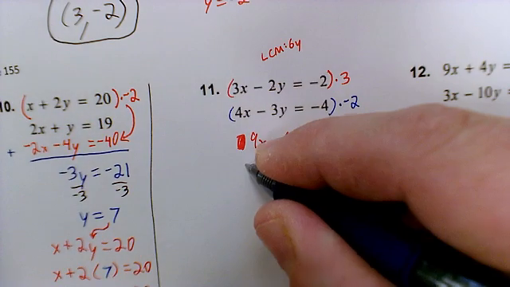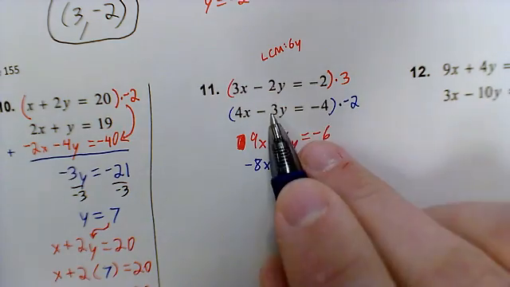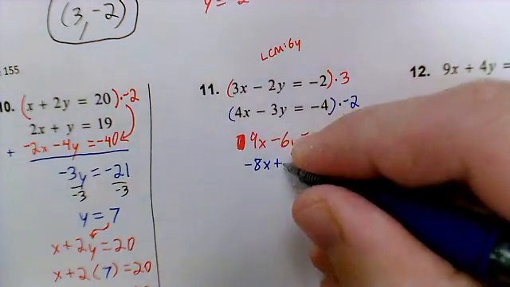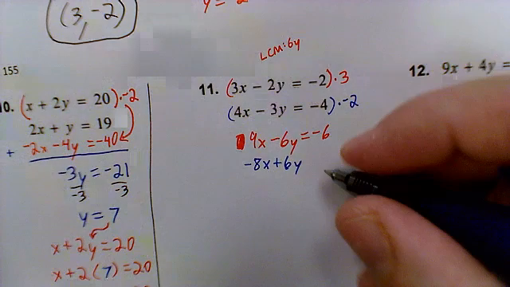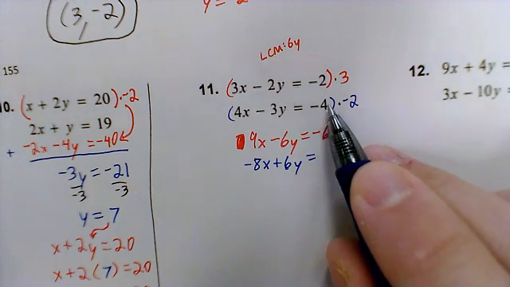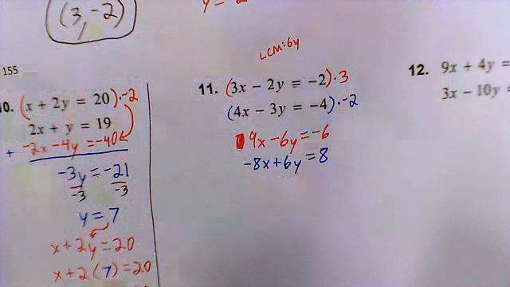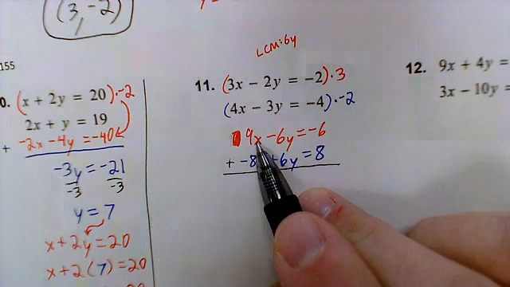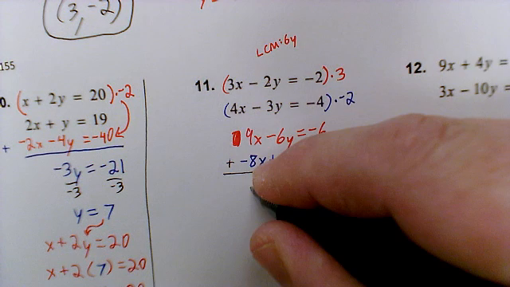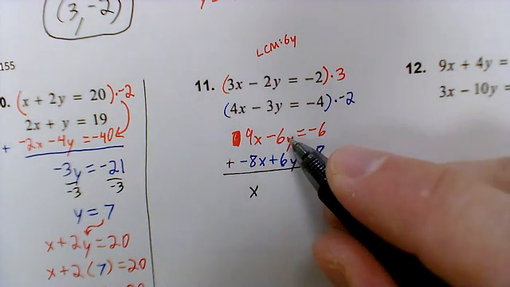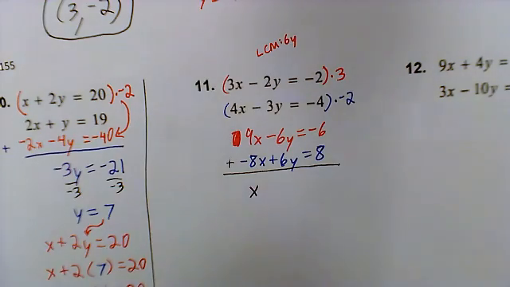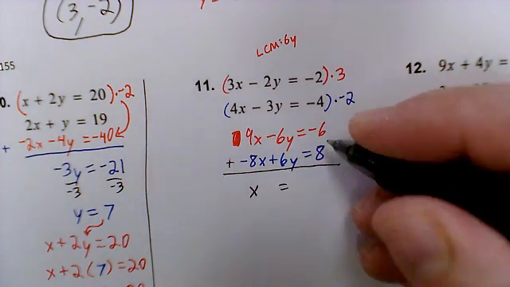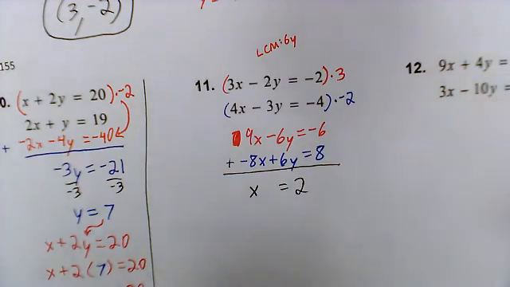4x times negative 2, negative 8x. Negative 3y times negative 2, positive 6y, exactly what I was hoping for, that way they'll cancel, equals negative 4 times negative 2 is positive 8. Now I'm ready for these equations to add together, and then I can go about my business of solving the system. So I'm going to add these two equations together, and 9x plus negative 8x is 1x. Negative 6y plus 6y canceled, as it should have, and equals negative 6 plus 8 is 2.